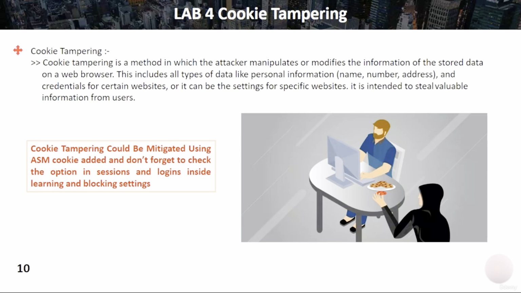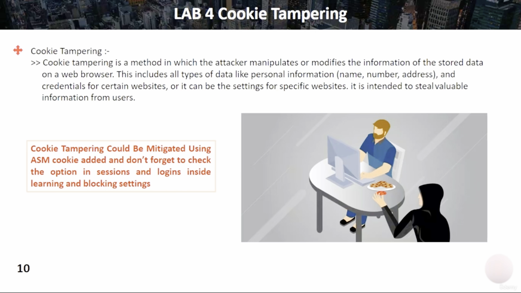By changing the cookie to specific values, the attacker is trying to leak the information of the cookie to be entered to another cookie to be supplied to your website, so the attacker can escalate its privileges by doing this. Cookie tampering could be mitigated using the ASM cookie, and don't forget to check the option in the sessions and logins inside learning and blocking settings, as we are going to see during our lab.